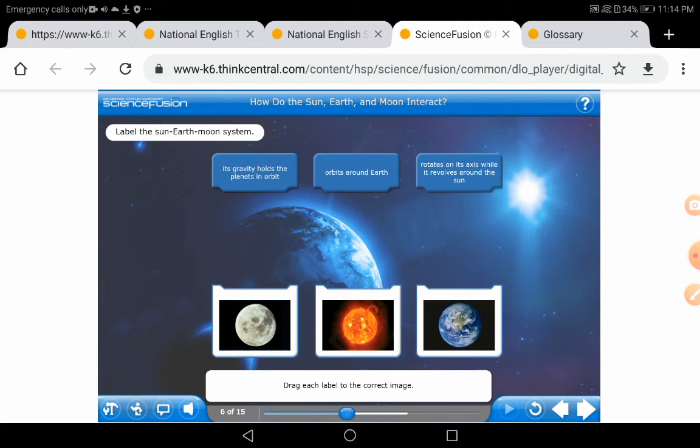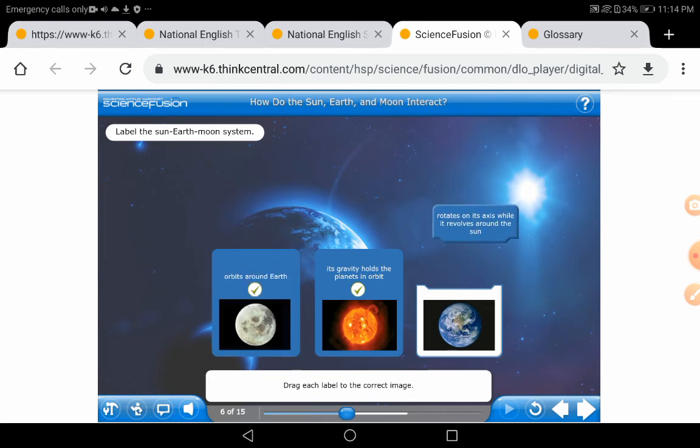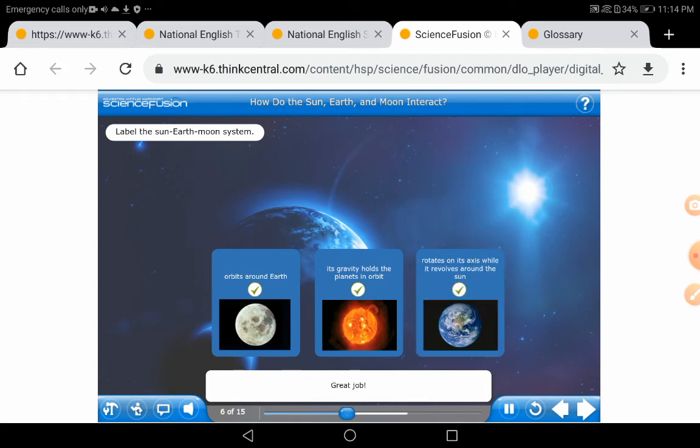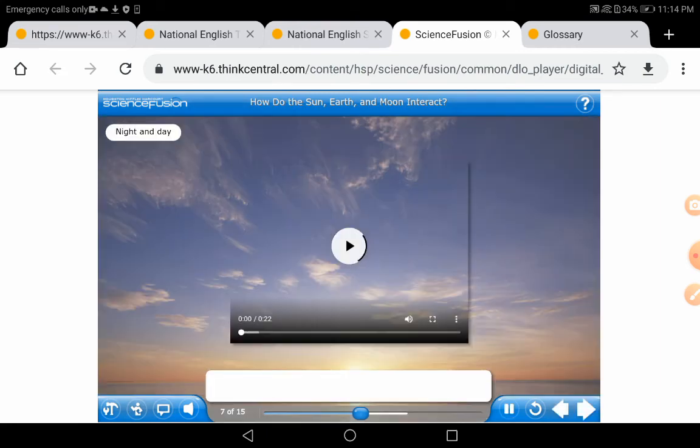Okay, which one has gravity that holds the planets? For sure, it's the sun. Which one orbits around the Earth? Earth doesn't orbit around the Earth, it's the moon. And which rotates on its axis while it revolves around the sun? It's the Earth. Great job. Let's see the next slide.